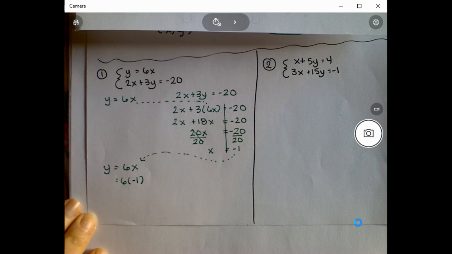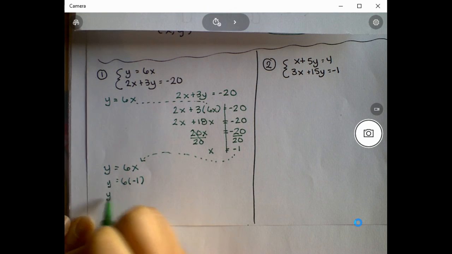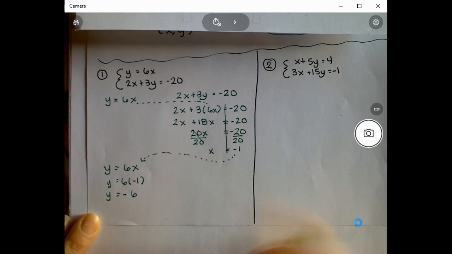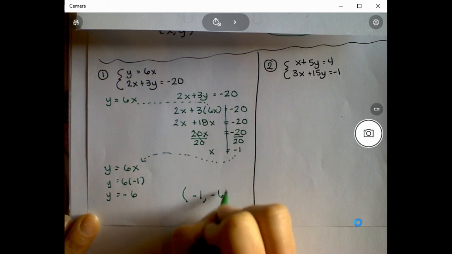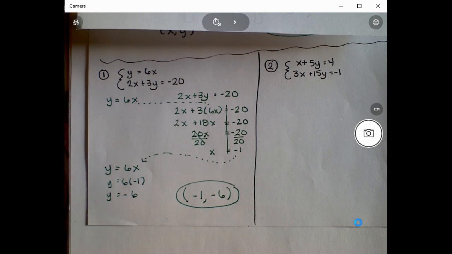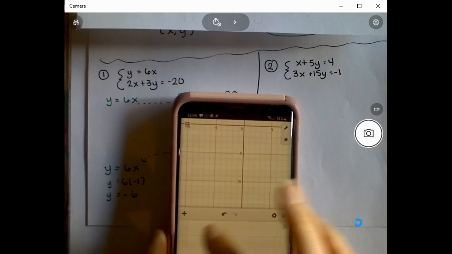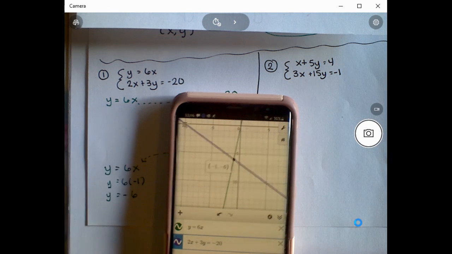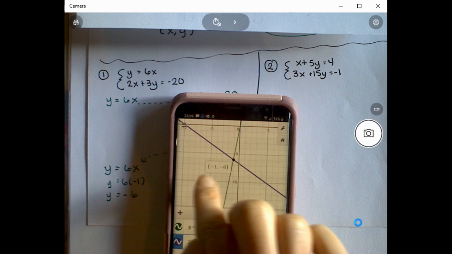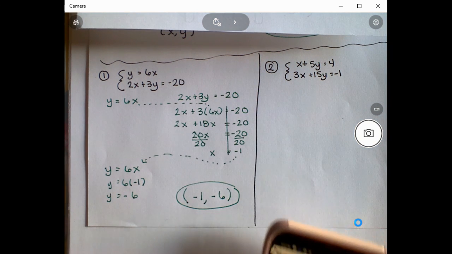That's why it's called substitution. And simplify. 6 times negative 1 is negative 6. And now we have what y is. So the answer: negative 1, negative 6. All right. And again, you can check your answer in Desmos by graphing y equals 6x and 2x plus 3y equals negative 20. There's the intersection. That's where we find the answer. It tells us the answer is negative 1, negative 6, and that's what we got. So we did it right.